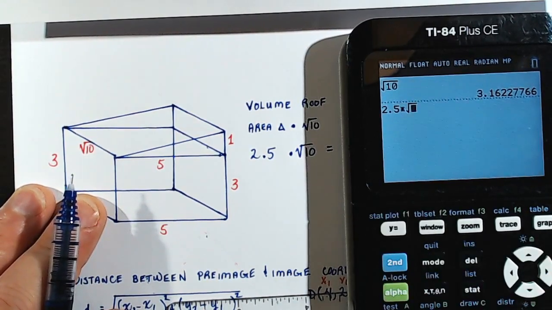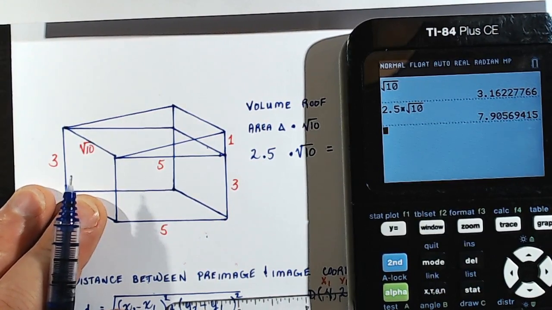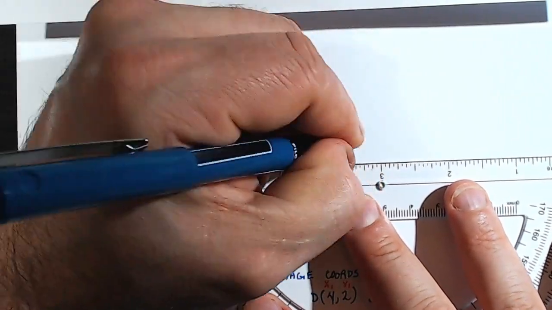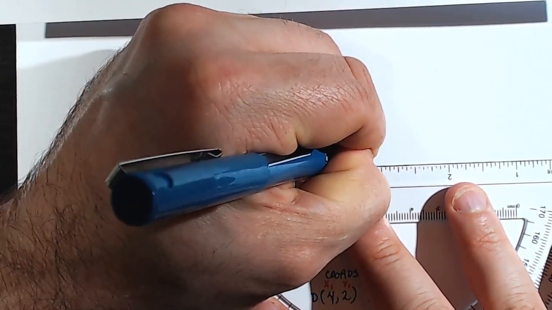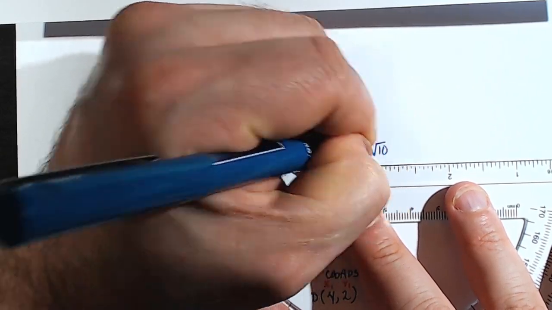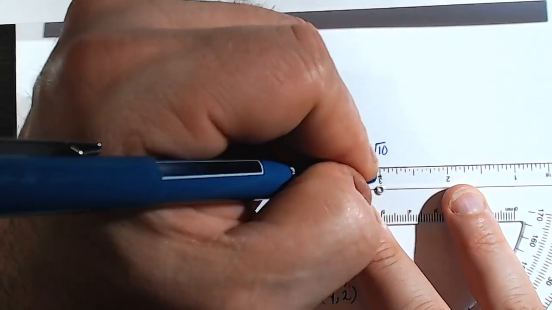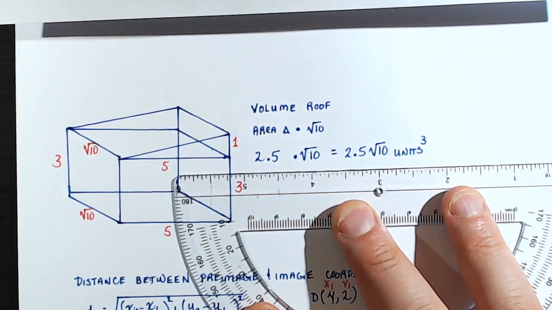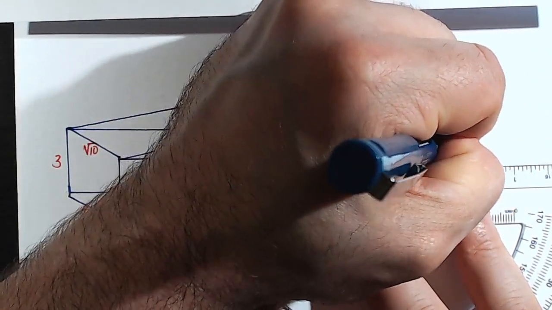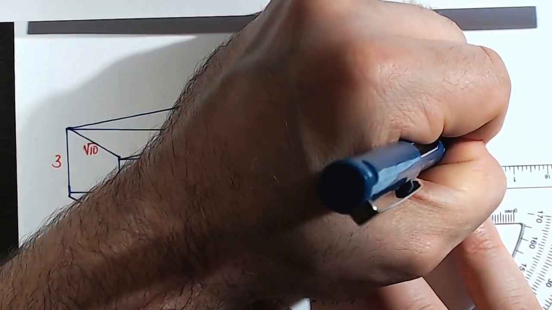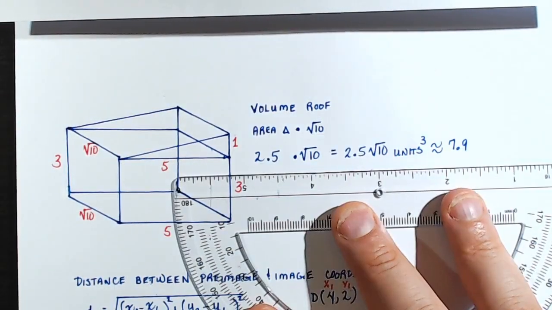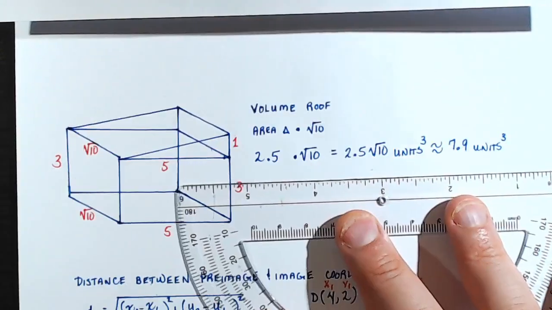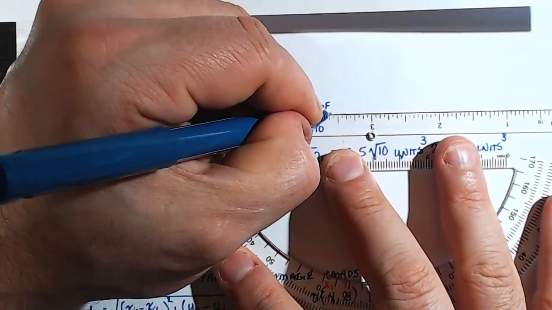0.5 times square root 10 equals approximately 7.9, right? We could take it out to 2 spaces and say this is equal to 2.5 square root 10 units cubed for volume, and that is approximately equal to 7.9, I guess I'll just leave it to one decimal place, 7.9 cubic units, so 7.9 units cubed. That's the roof, right? This is the roof piece.